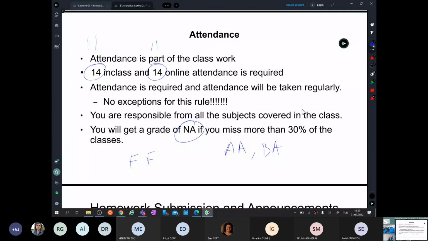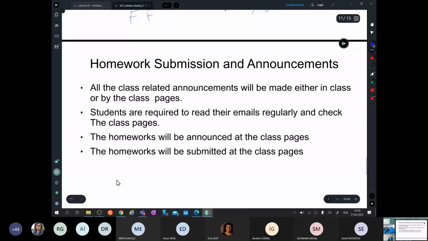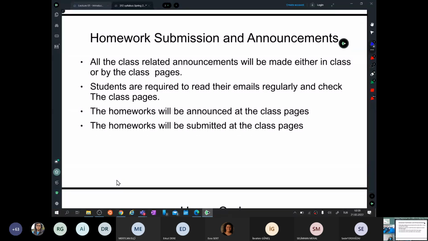So homework submissions and announcements, as I said before, everything we will be doing using the Teams page. We are not going to use the Moodle system, and we are not going to use the system recently started by the university. They call it the course box or ders kutusu. I don't remember the name. So it will be all Teams. All the homeworks, all the announcements, all the sharings will be done through Teams.